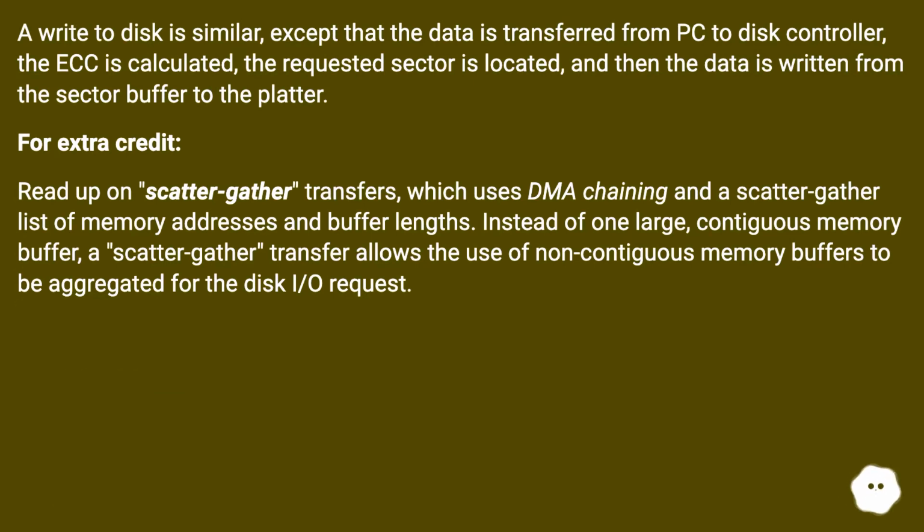For extra credit, read up on scatter-gather transfers, which use DMA chaining and a scatter-gather list of memory addresses and buffer lengths. Instead of one large, contiguous memory buffer, a scatter-gather transfer allows the use of non-contiguous memory buffers to be aggregated for the disk I/O request.